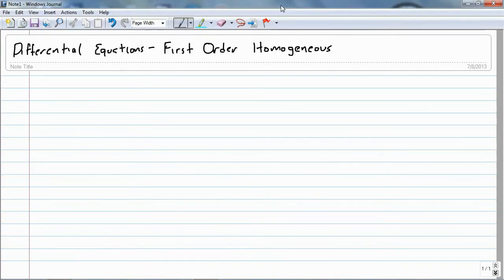So let's start off our discussion of differential equations, solving them, with a first order homogeneous problem. Now the reason why we call it first order is that the highest derivative is only a first order derivative, to the first power, in the equation. That's the highest. So let's take a differential equation, first order.